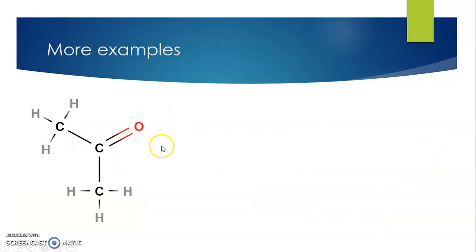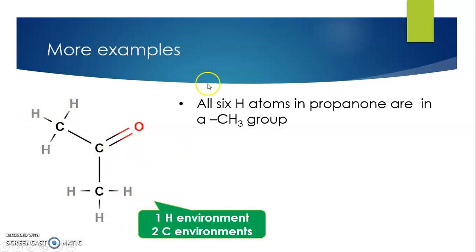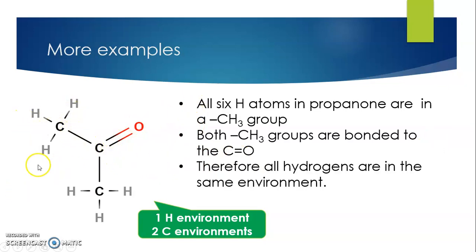The last one, propanone. Okay, so it has one hydrogen environment and two carbon environments. Let's have a look. All six of the hydrogen atoms are connected in CH3 groups. Those CH3 groups on both sides are bonded to the same carbonyl group. Therefore, again, yes, this molecule is symmetrical. So all hydrogens are connected to a carbon that's next to a carbonyl group. So all of the hydrogens are in the same environment.